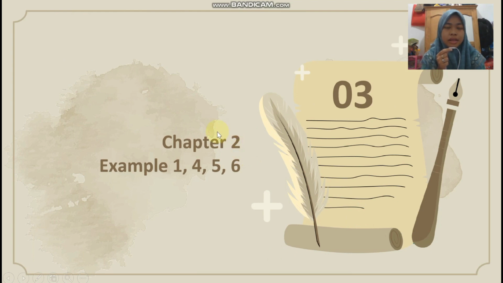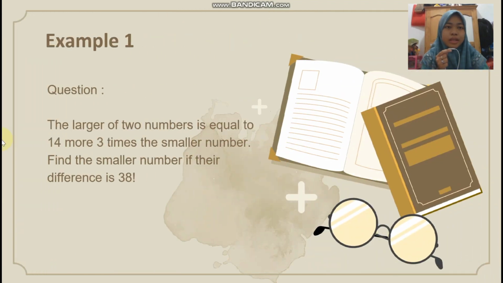Yes, and the third, I will explain about chapter 2, example 1, 4, 5, and 6. Example 1, the question: the larger of two numbers is equal to 14 more than 3 times the smaller number. Find the smaller number if their difference is 38.